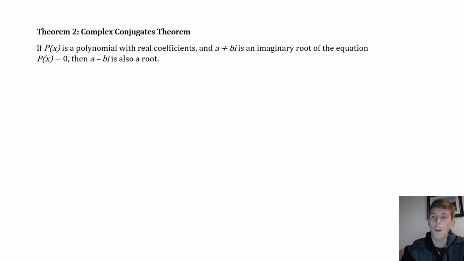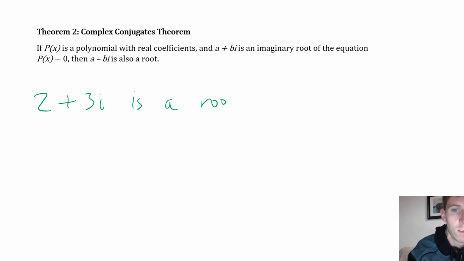Next up, we have what's called the complex conjugates theorem. This is something you may have already noticed as well. If p of x is a polynomial with real coefficients, and a plus bi is an imaginary root of the equation p of x equals 0, then a minus bi is also a root. This is just a consequence of the quadratic formula, how you have that plus or minus the discriminant term. So if you have one form of that imaginary number, a plus bi, its conjugate is also a root. For example, if 2 plus 3i is a root of some polynomial, that means 2 minus 3i is also a root every single time.